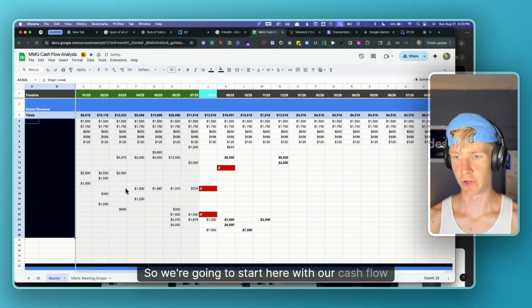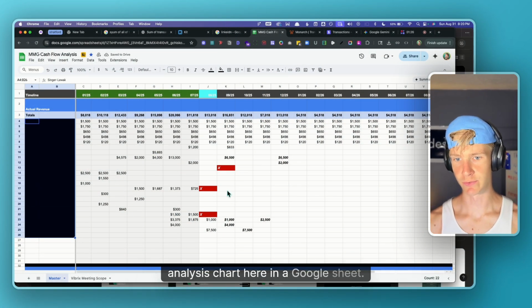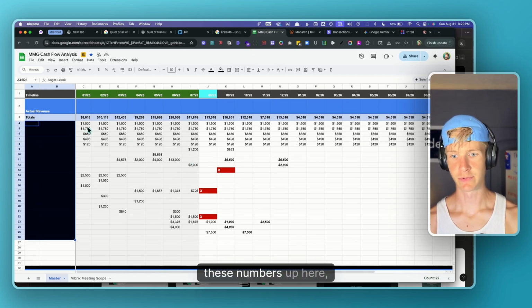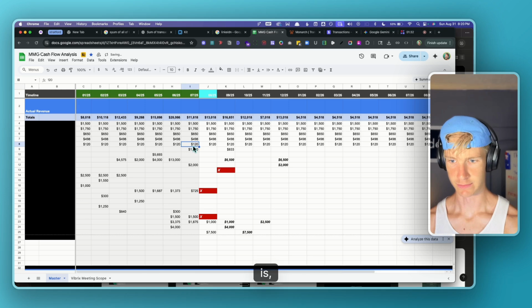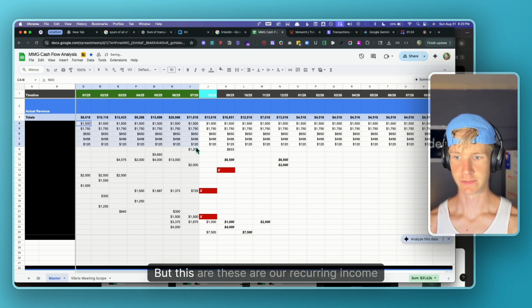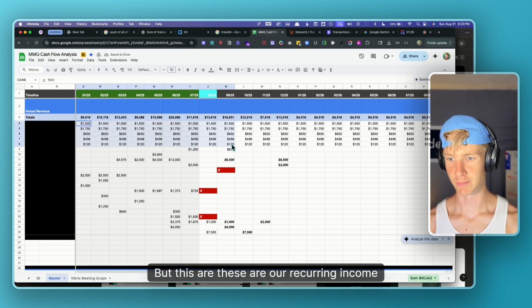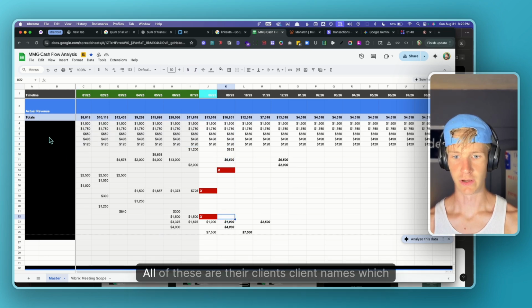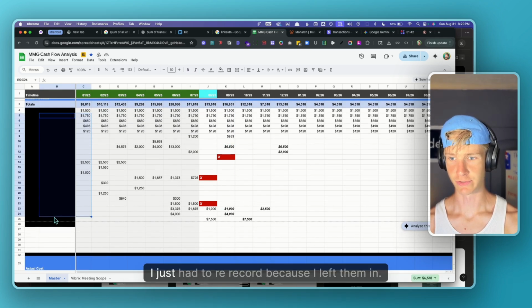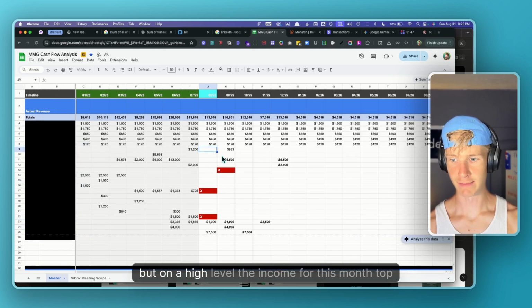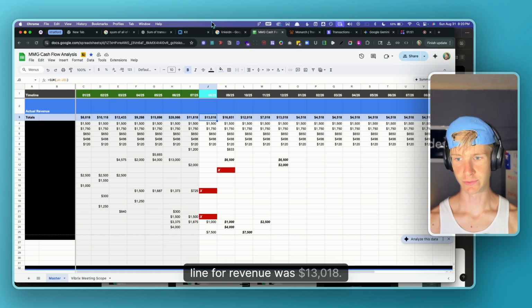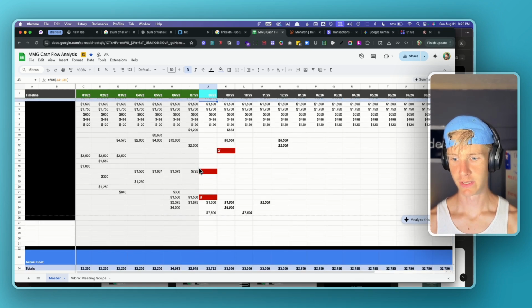So we're going to start here with our cash flow analysis chart here in a Google Sheet. These numbers up here, if you guys don't know how this works, these are our recurring income clients here at the top, and everything out here is project-based work. All of these are their client names, which I just had to re-record because I left them in. But on a high level, the income for this month, top line for revenue was $13,018.